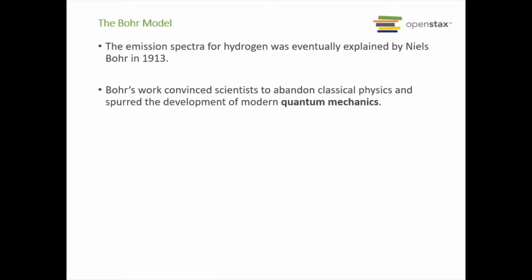So we ended last section talking about the hydrogen atom and the Rydberg equation. Going forward in time, there were still a lot of things not being explained. So in 1913, Niels Bohr comes along and was able to convince scientists to abandon classical physics. And this is really where we start off with modern quantum mechanics.